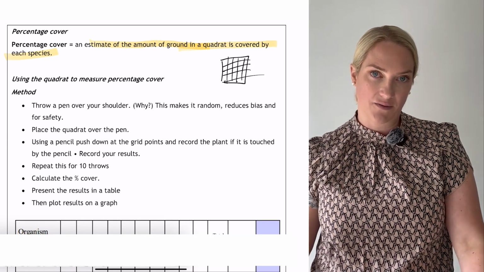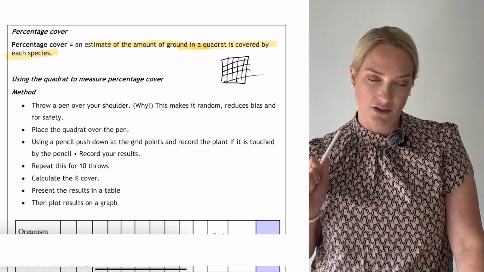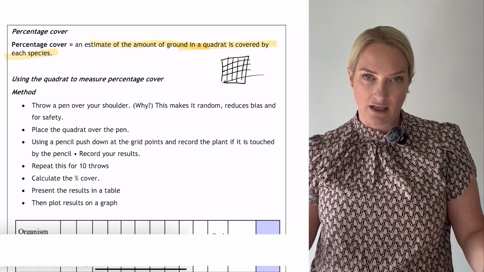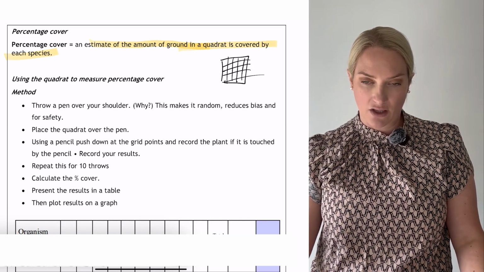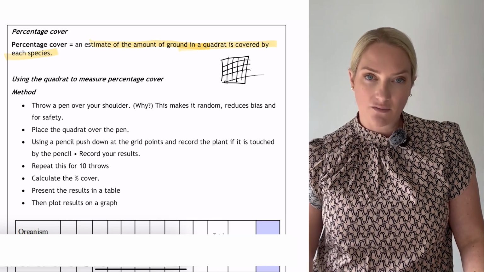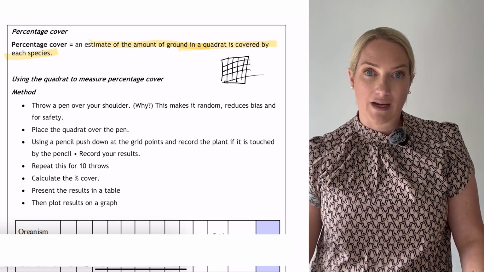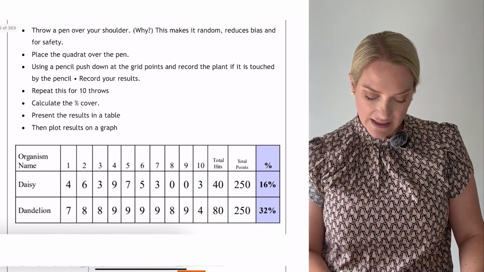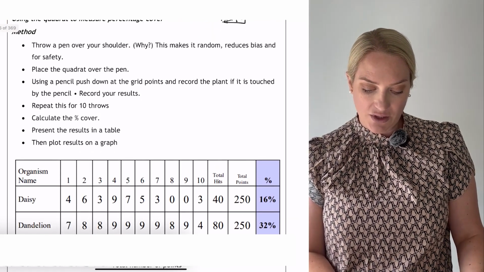So again, same thing. I'm going to throw my pen over my shoulder. Why? It's random, it reduces bias, and it's safety. I'm going to place my quadrat down over where my pen is, and I've already decided what the plant is that I'm looking for. So you're going to place the quadrat over the pen. So I have here daisy and dandelion again.